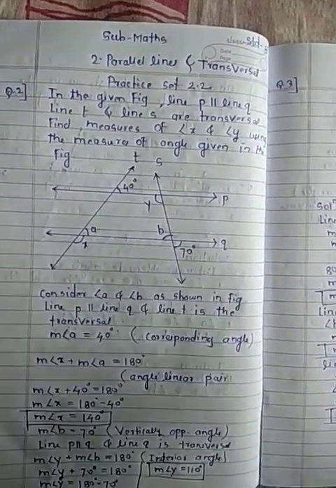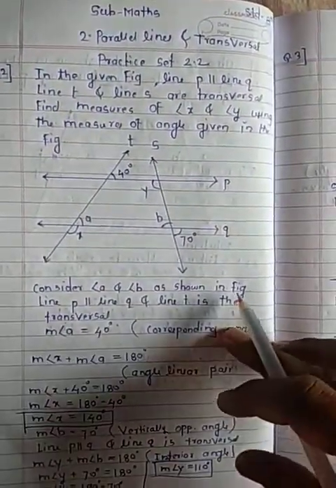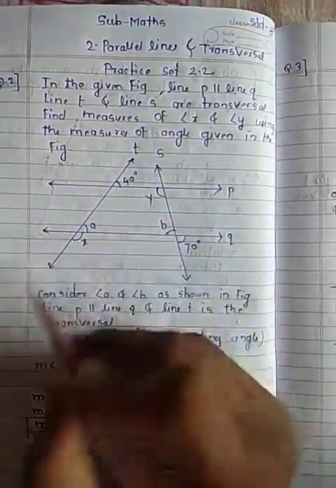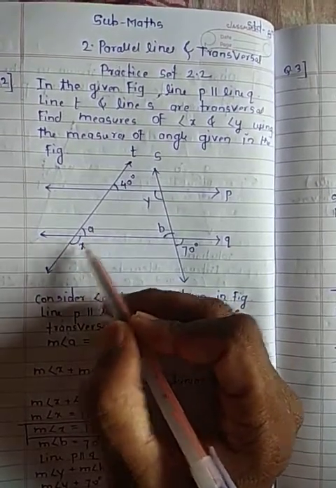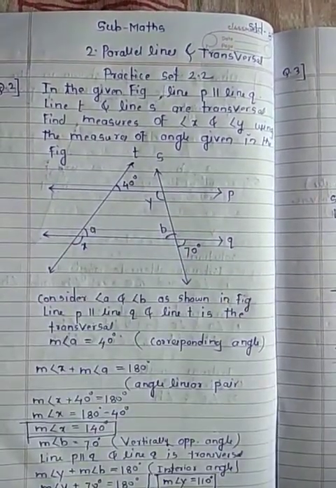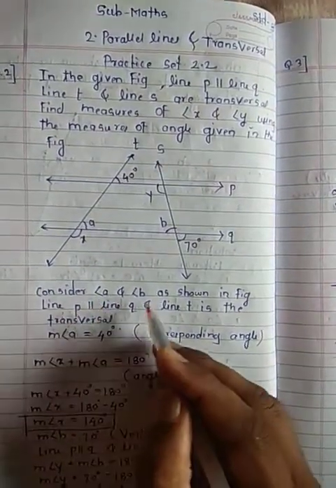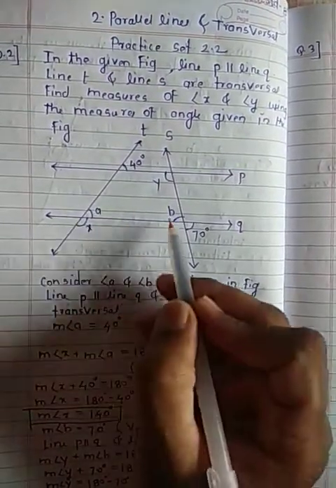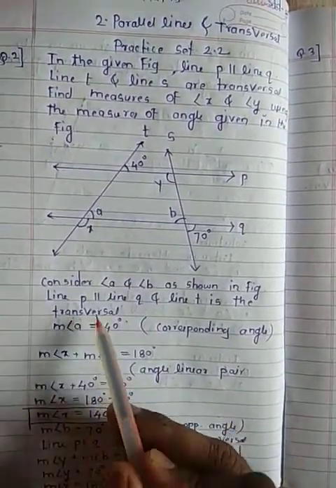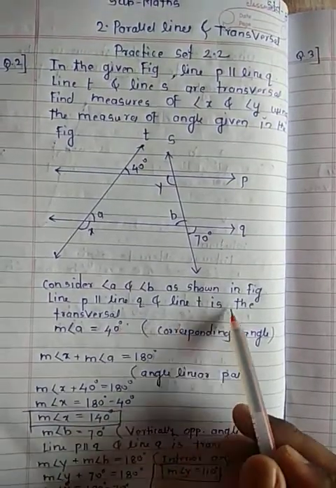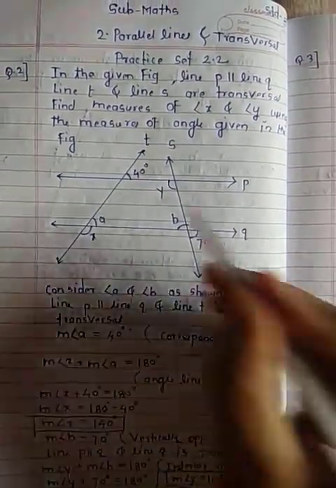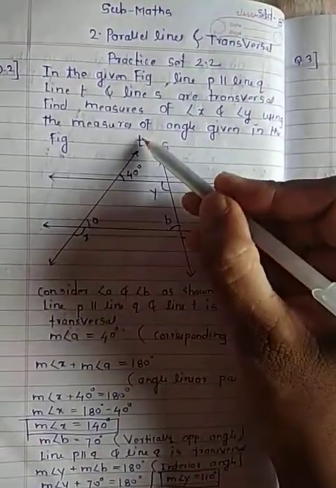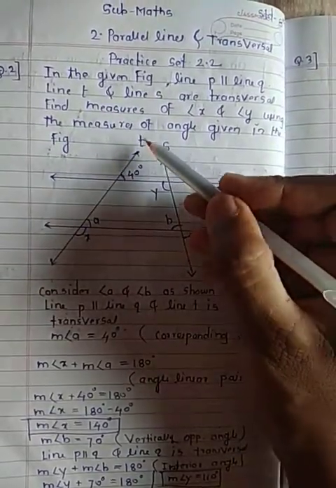Okay, students. So we have to find angle X and angle Y. So consider angle A and angle B as shown in the figure. Line P is parallel to line Q, and T is the transversal. So first we have to consider both lines. Line P and line Q are parallel lines, and the transversal is T. First, consider transversal T.